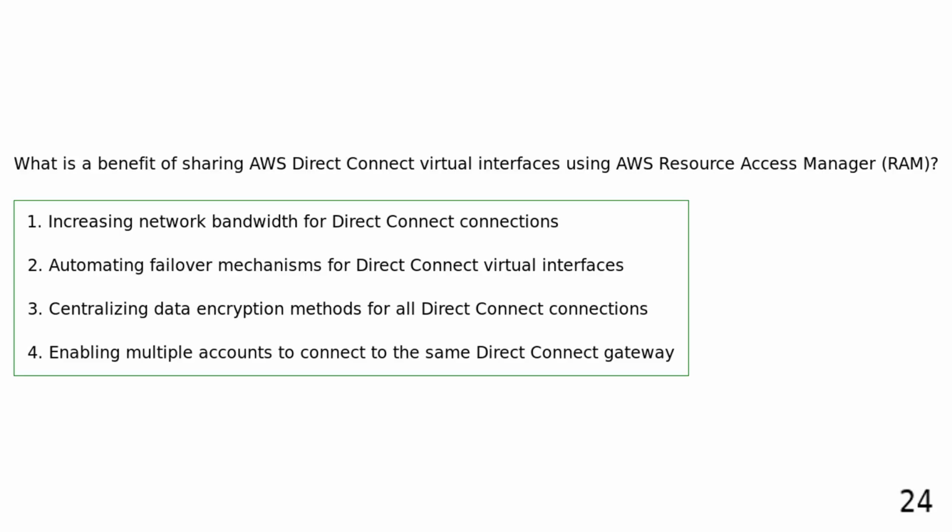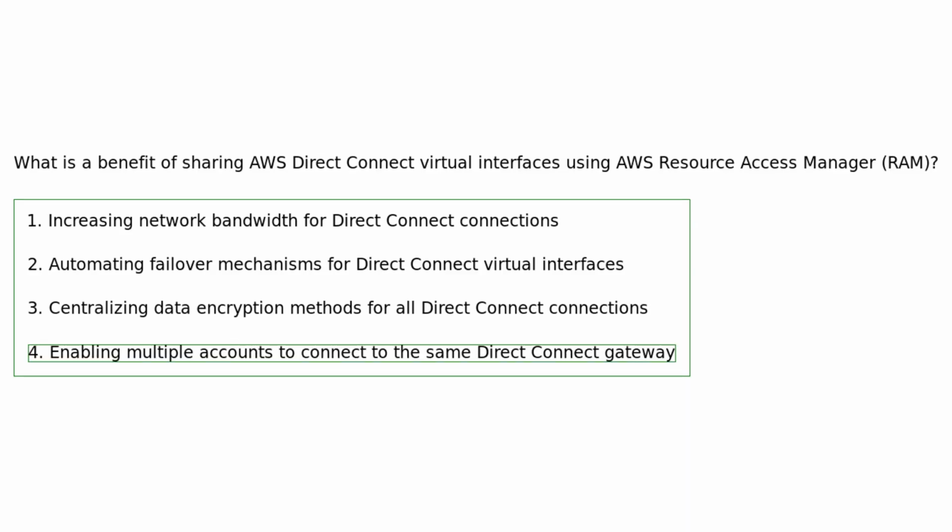What is a benefit of sharing AWS Direct Connect virtual interfaces using AWS Resource Access Manager? Increasing network bandwidth for Direct Connect connections. Automating failover mechanisms for Direct Connect virtual interfaces. Centralizing data encryption methods for all Direct Connect connections. Enabling multiple accounts to connect to the same Direct Connect gateway. Sharing AWS Direct Connect virtual interfaces via AWS RAM allows multiple accounts to connect to the same Direct Connect gateway, streamlining network connectivity and enhancing collaboration between accounts.